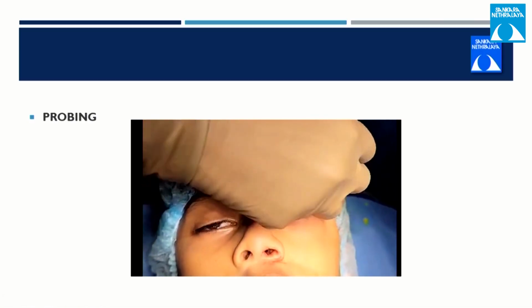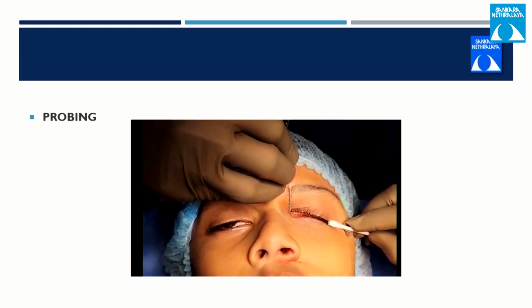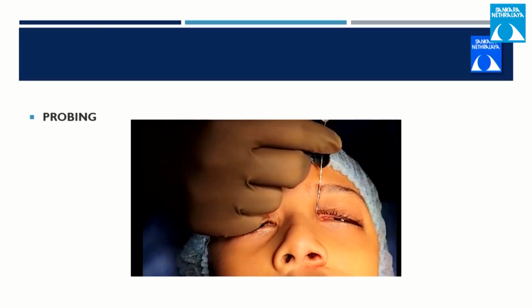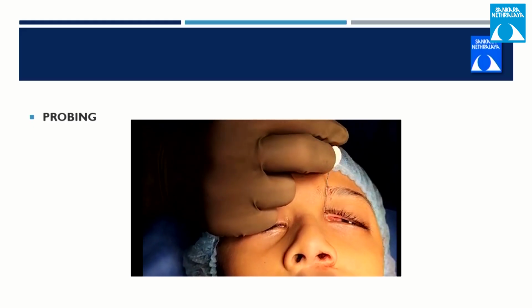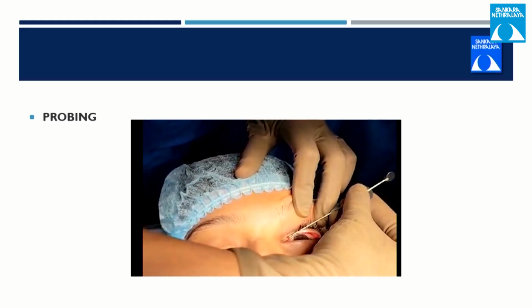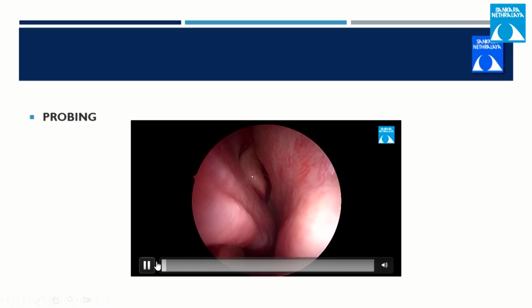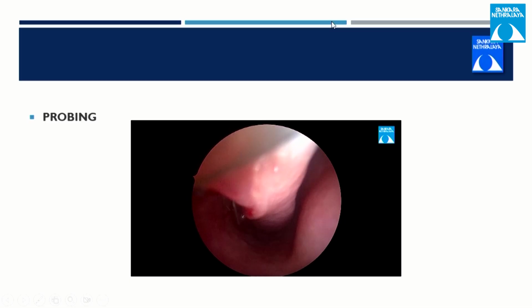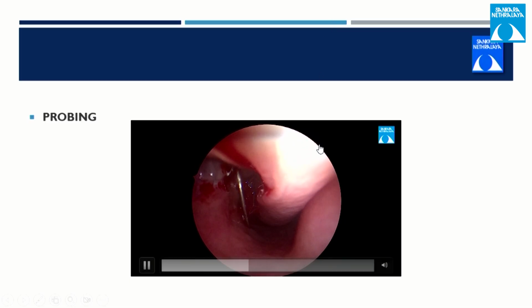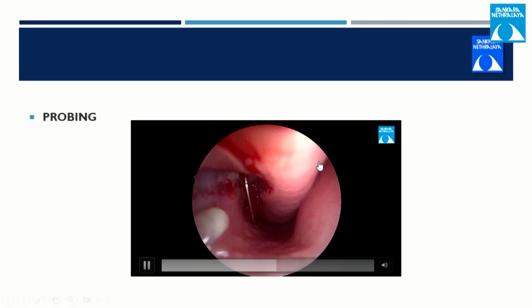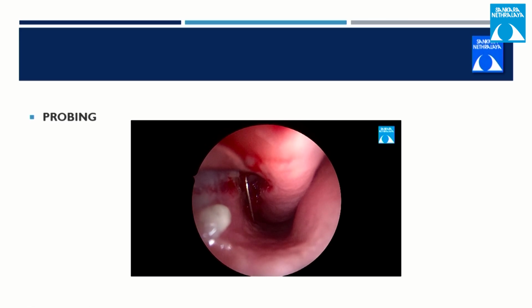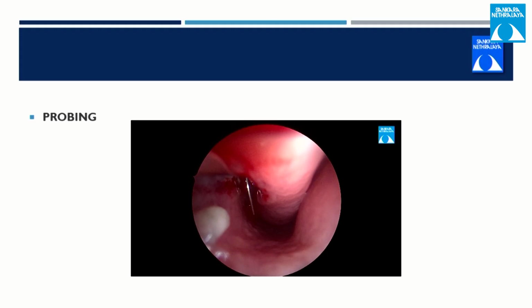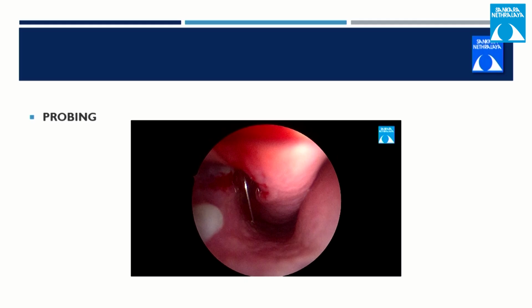You can feel the hard stop, you can see. This is a view of the probing. Can you tell them how you do the probing, any technique? You can see now the probe has come into the correct passage. In this also you can create a false passage. The probing that you do in OPD is only hard stop and soft stop. Once you reach the hard stop, then you bring it down through the nasolacrimal duct.